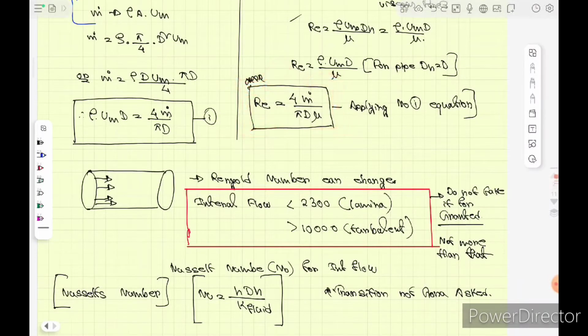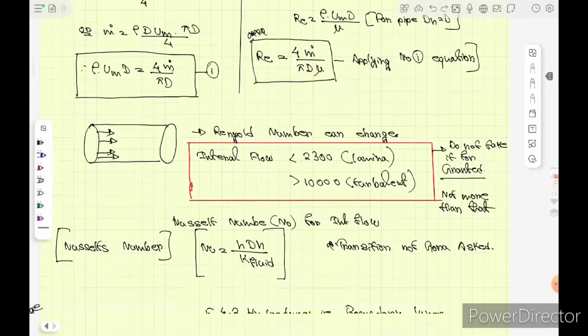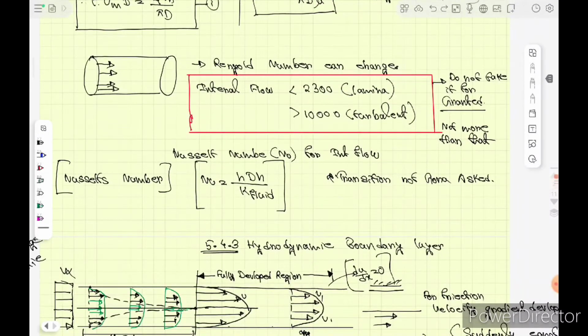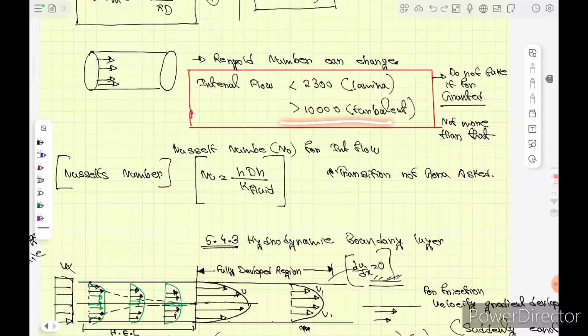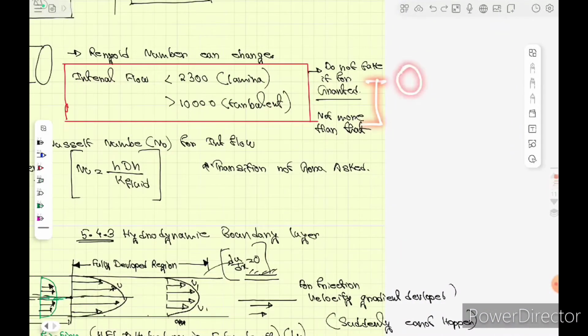Now Reynolds number, simply the rule is that less than 2300 is laminar, greater than 10,000 is turbulent. And it's not general, because in many cases there will be corrosion in the pipe, the surface would not be smooth. In that case the flow may be different.